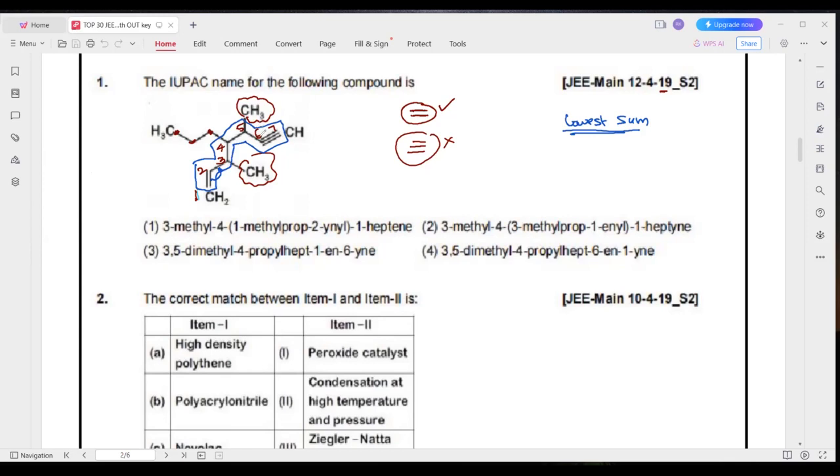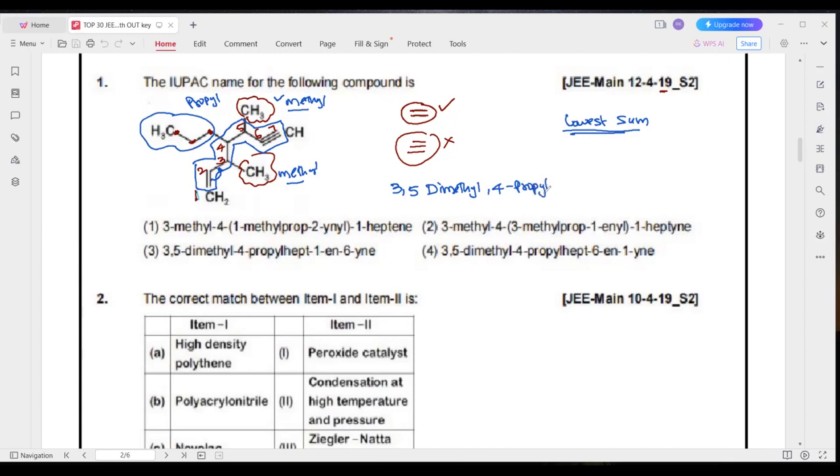Now arranging the terms. First we should write the prefix, and in that also we should follow alphabetical order. Here this is methyl, this substituent is also methyl, and this substituent is propyl. Out of these, alphabetically we should write methyl first, M, N, O, P. So methyl we have at two different places, at 3 and 5, so 3,5-dimethyl, then propyl. Propyl is available at the fourth carbon, 4-propyl.